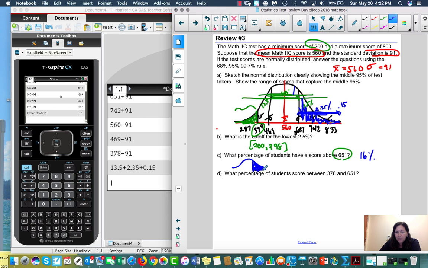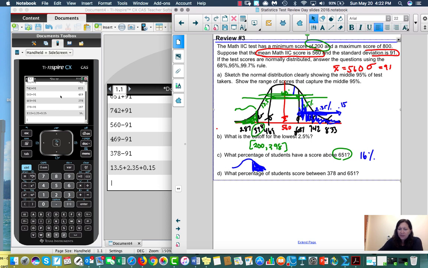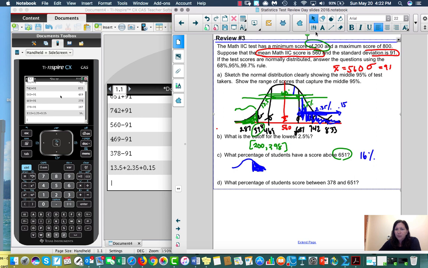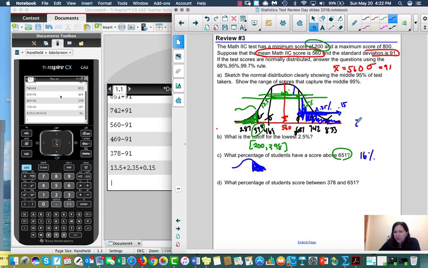Here's the thing. I would definitely check my answers using my z-score information. So what you know is that using your z-score, remember what your z-score is? To find your z-score, it's going to be the data minus your mean, all divided by the standard deviation. So to find the value for my z-score, we're going to go my data, 651, minus my mean. My mean was 560. And then take that value and divide by 91, which is my standard deviation.